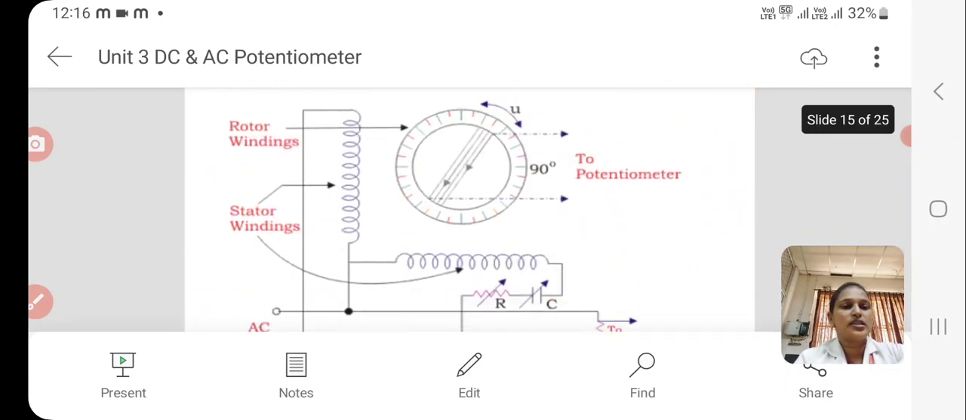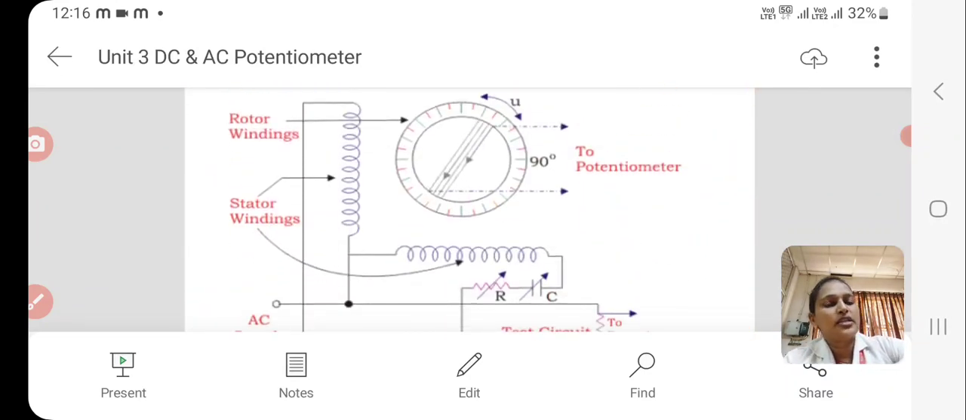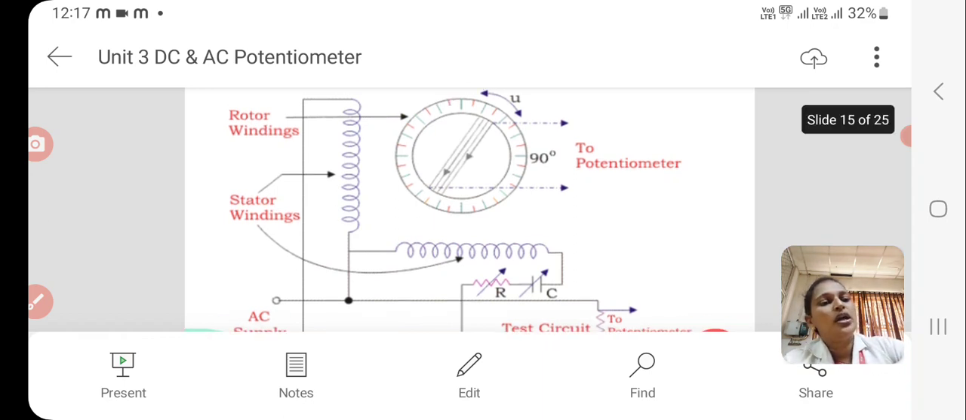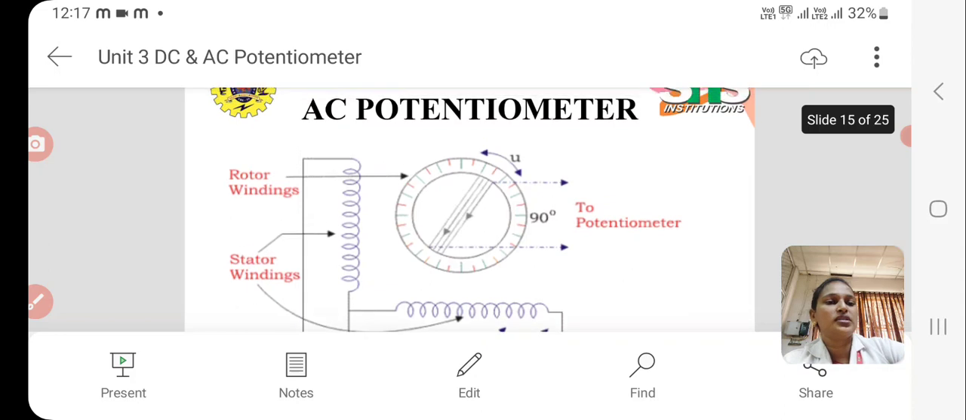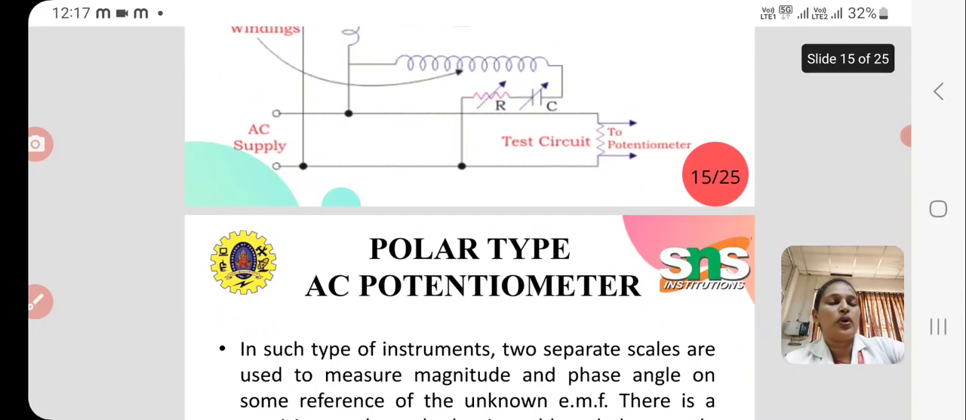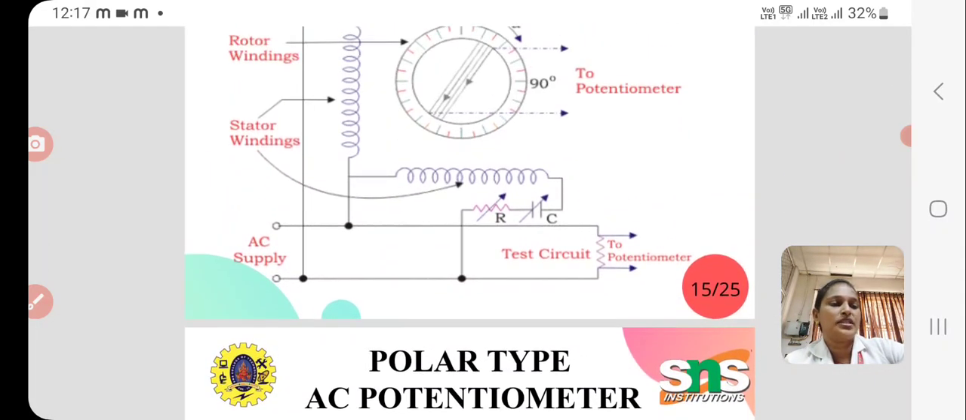From the circuit it is very clearly visible that the connection to the potentiometer from the rotor is used for energizing the potentiometer, and it is the input to the potentiometer. The unknown EMF from the rotor is measured by the potentiometer, and the unknown phase angle is measured by the position of the rotor, which has a dial above it. So this is the construction and working of a polar type AC potentiometer.